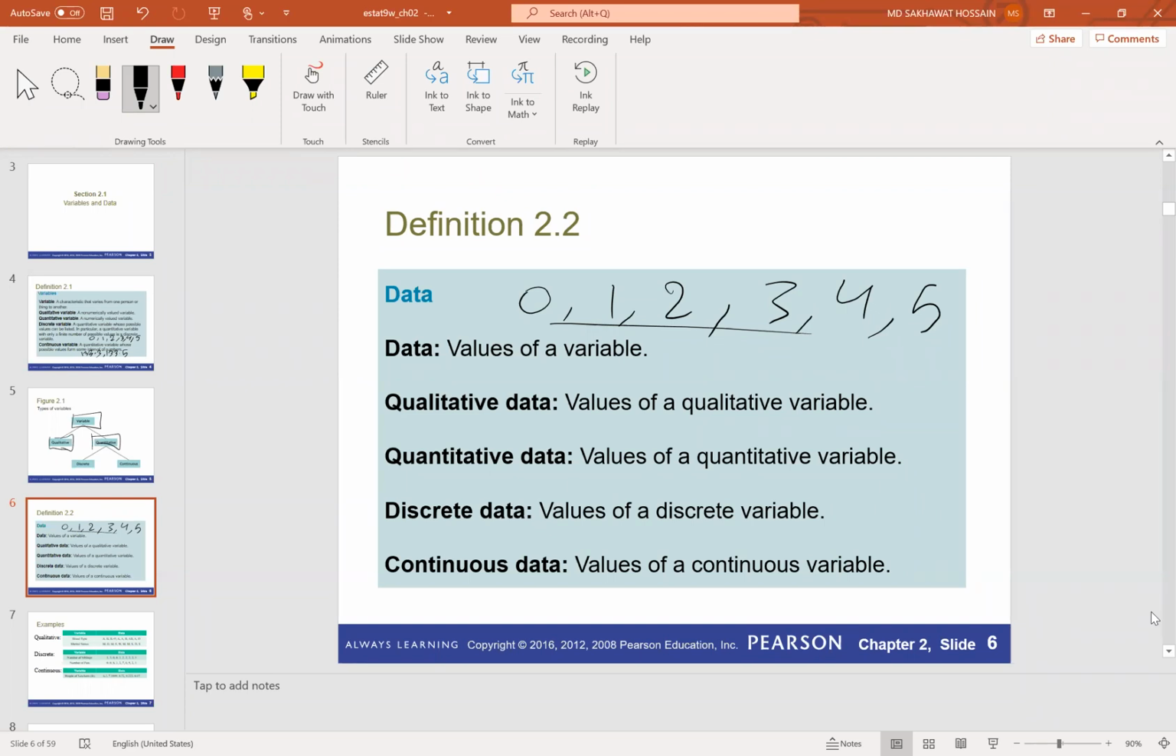And qualitative data. What is qualitative data? Values of a qualitative variable. If we consider a qualitative variable, then the values for that variable are called the qualitative data. And quantitative data is the values of a quantitative variable. Discrete data is the values of a discrete variable. And continuous data are the values of a continuous variable.